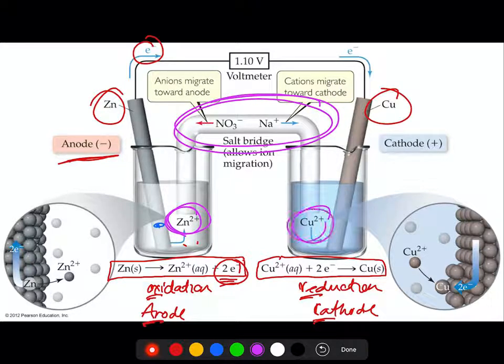Here we are consuming cations, so cations will migrate in that direction. Here, again, we have an outside salt bridge where we have an inert solution. Note that neither sodium nor nitrate are part of our overall reaction. So that would be an inert salt bridge, where we have something that doesn't participate but contains ions that can migrate in either direction.